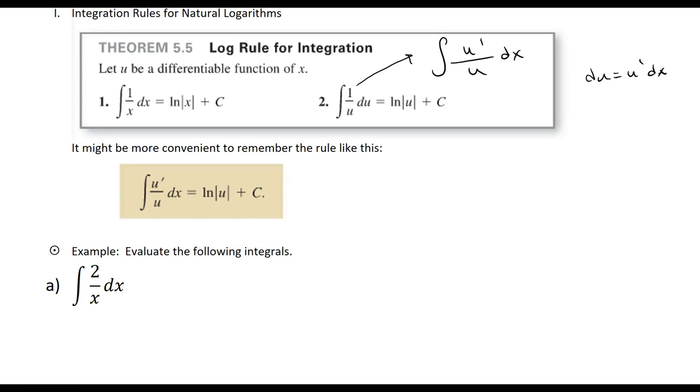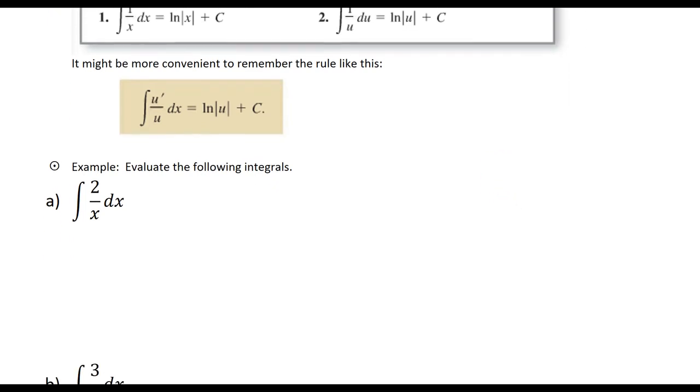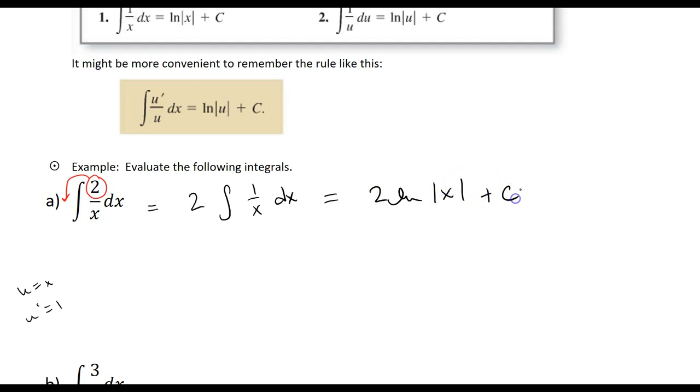So if we want to evaluate one like this, I'm going to first start by trying to make it fit one of my forms. The denominator here is an x, so if u equals x, then u prime would just need to be a 1. So I'm going to take this extra 2 and stick it out front. So this would be 2 times the integral of 1 over x dx, which is going to be 2 times the natural log of the absolute value of x plus c.